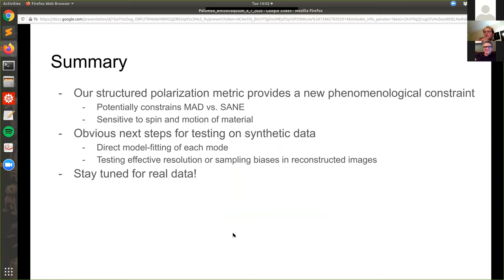And there are some natural effective resolution tests to be done on reconstructed images, checking if biases in the EHT coverage prevent you from accurately reconstructing this variation, or if it will create blobs in the EVPA where you get smooth evolution in some places and scrambled in others. So there's much more work to be done, but I hope that I've excited you about what can be said about existing EHT data and polarization. So, thank you.